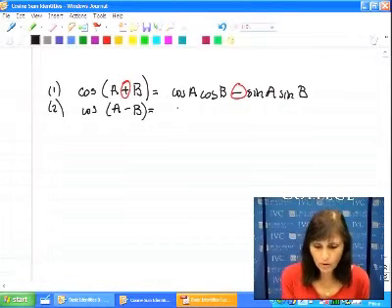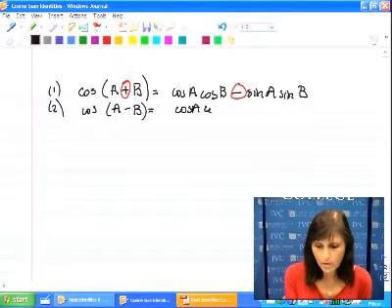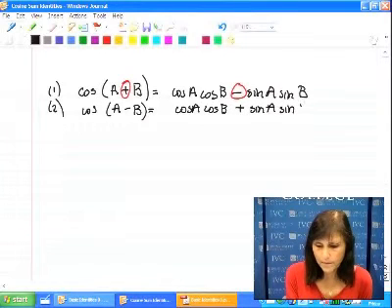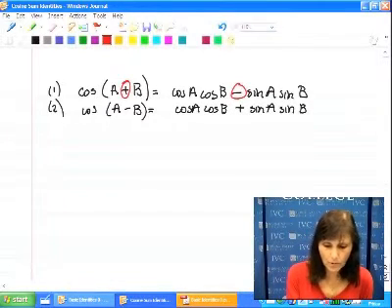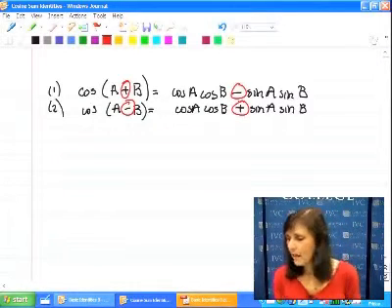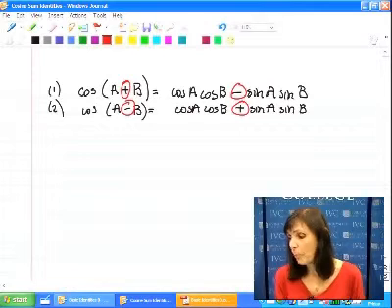It is similar, coco. This time this minus becomes plus, psi. And this one was negative, now it is positive. That's it. So let's do some problems.